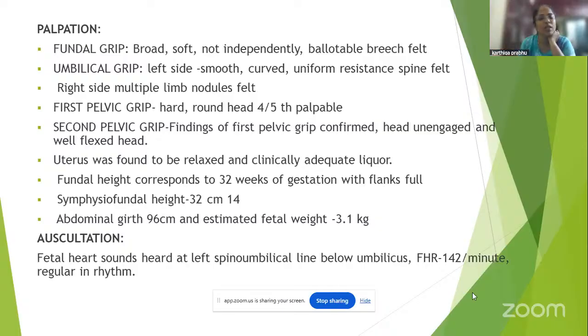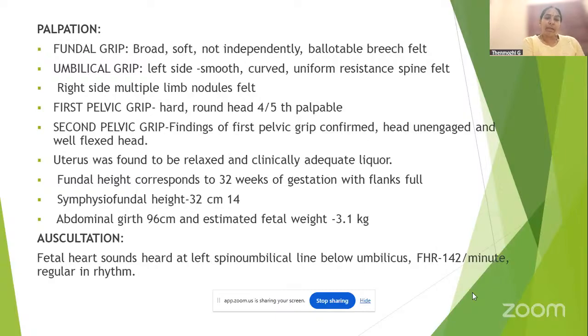Okay. So in her palpation, what are the findings which tell you that she is having cephalopelvic disproportion? 4/5 of the head is palpable, ma'am. The head is unengaged. Any other way you can make out?